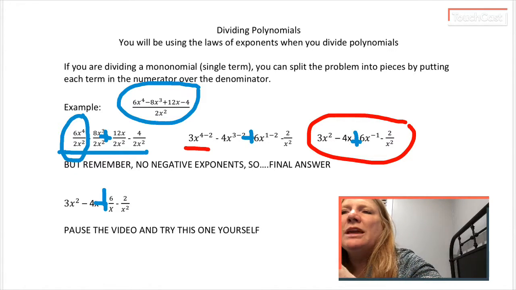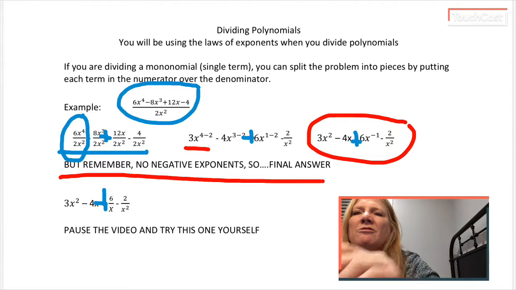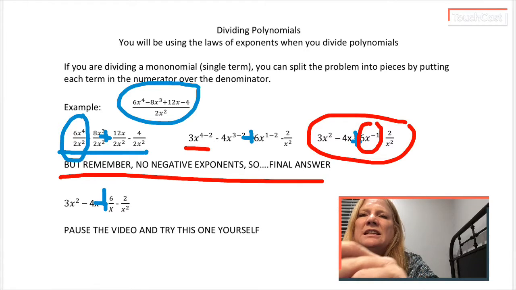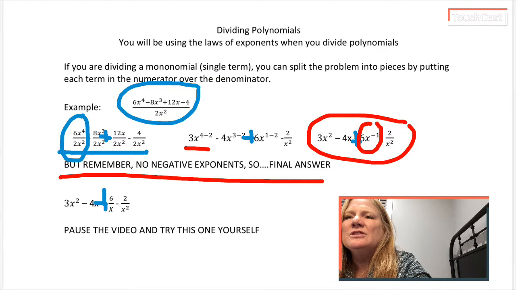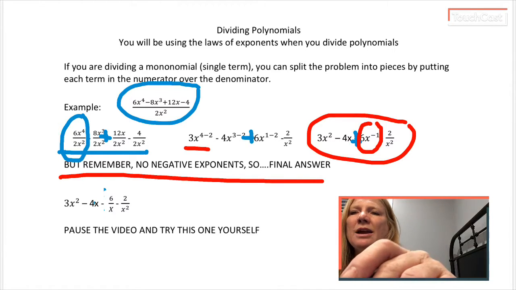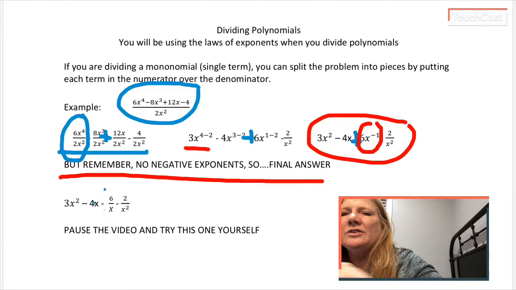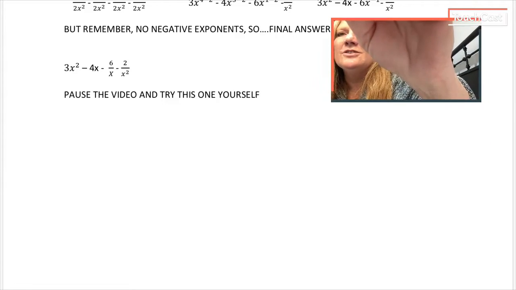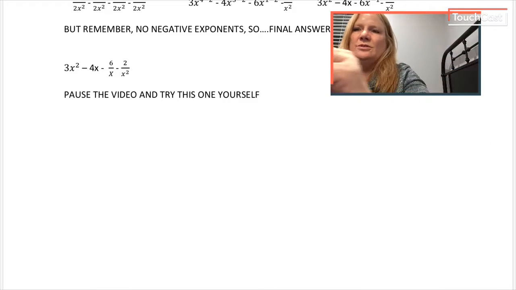Now what we have to remember is no negative exponents. So for our final answer, we need to take care of this right here where we have the 6 with the negative 1. All we have to do is move it to the bottom. Let me erase this right here so you can see the only difference was that it should be a plus sign, not a minus there. I'm going to ask you to try one yourself, so let me write the next one. It has a lot of terms, so it's going to look like this.